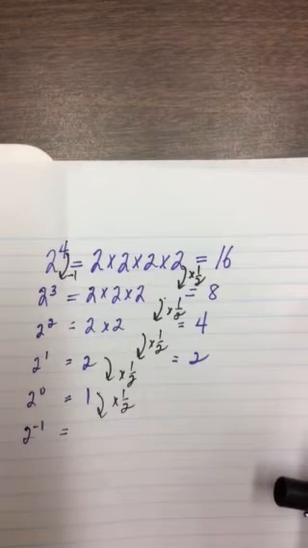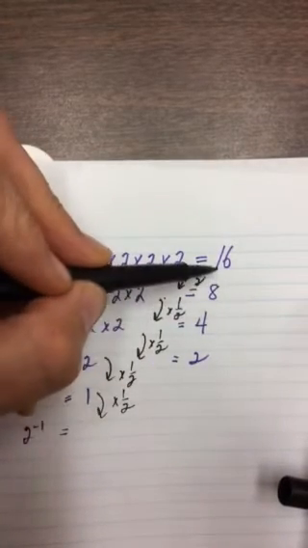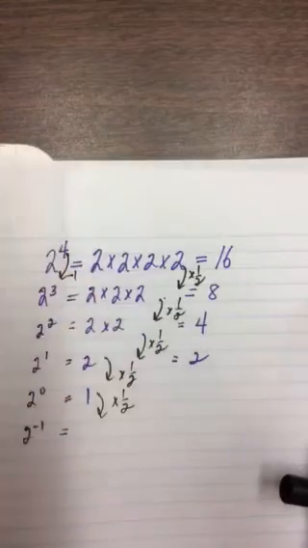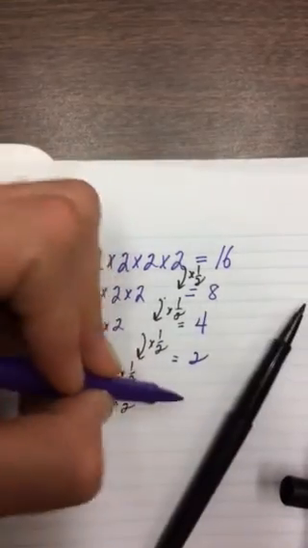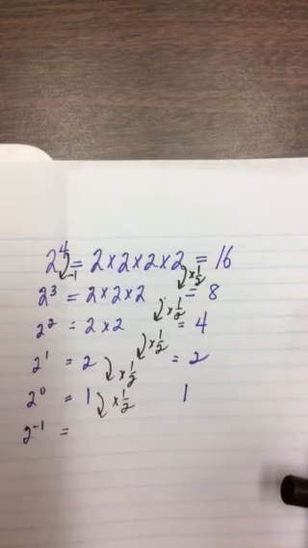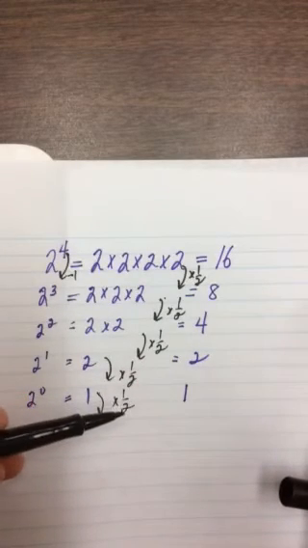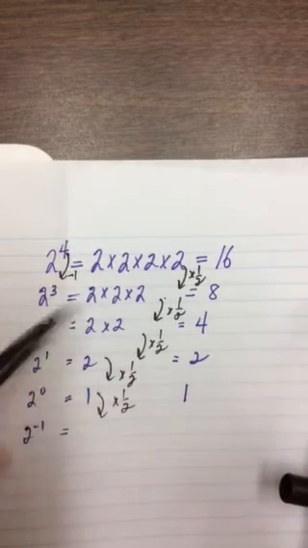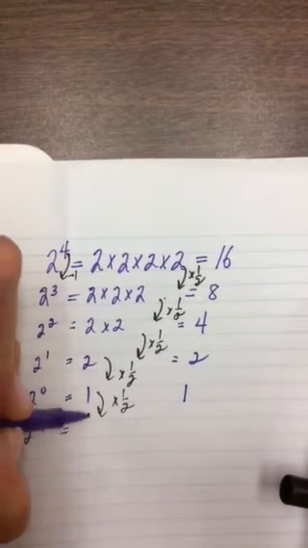Again, it's the equivalent of dividing by 2. And you can see as I go down here, this is 16, 8, 4, 2. We know this one is 1. So as I go down here, what is half of 1? Well, we know that that's 1/2.